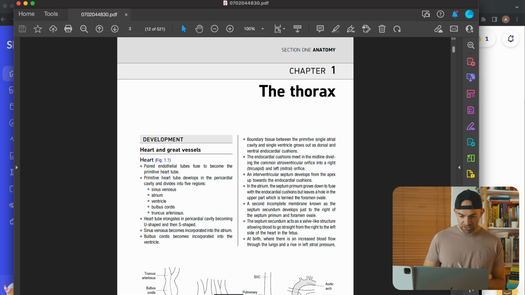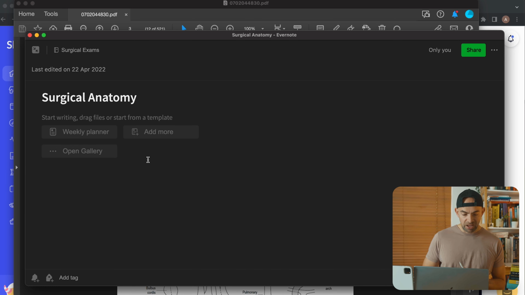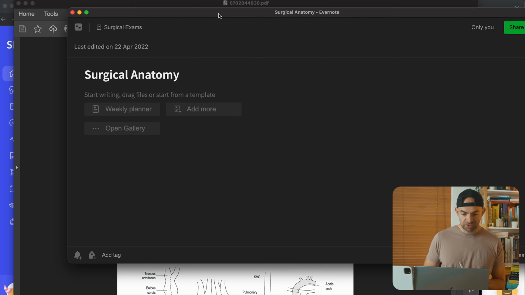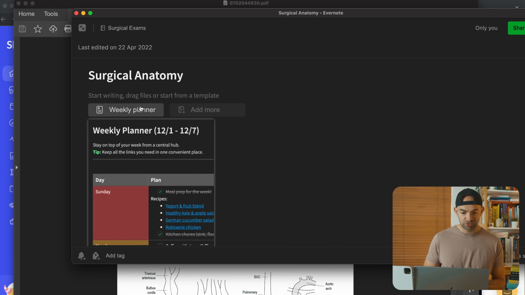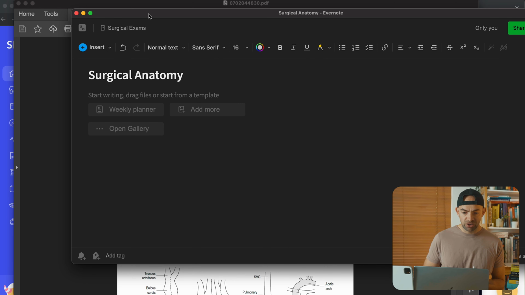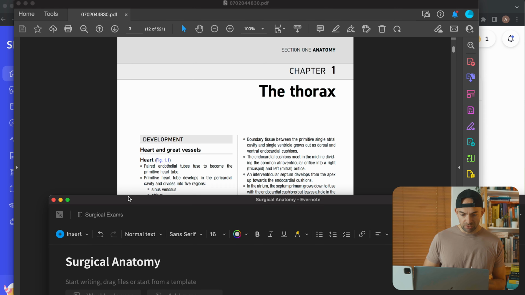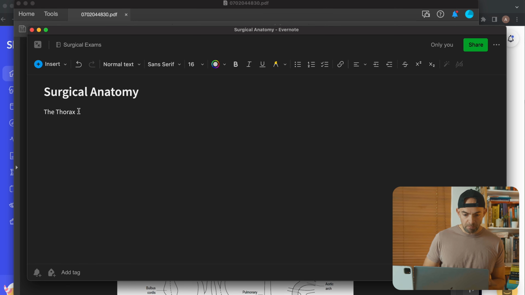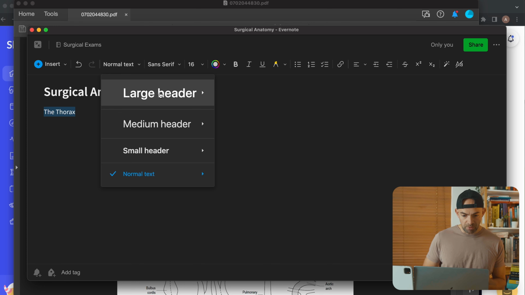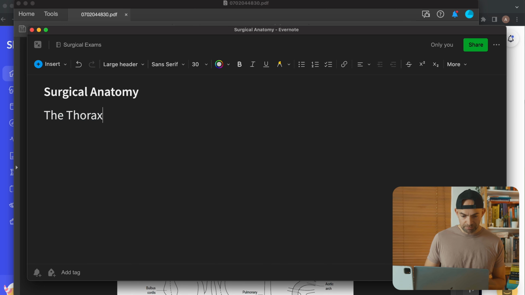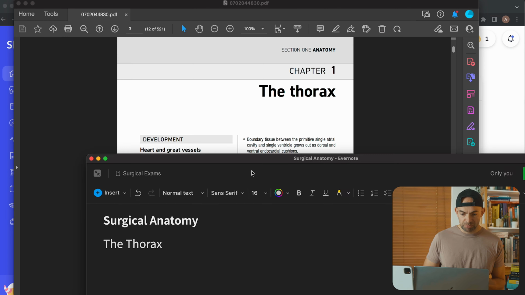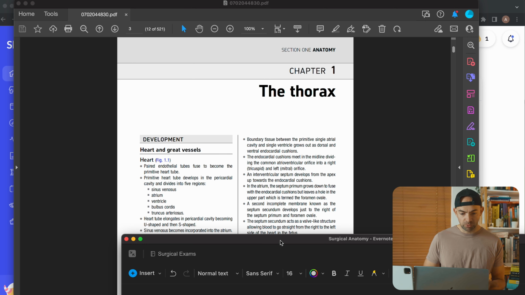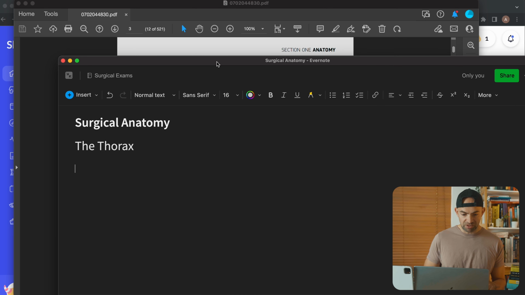So what I might do here is I'll just jump into my Evernote, and I've got a note and a notebook here for surgical exams and surgical anatomy. And I might just start looking at something like the thorax as one of my main headings here. I might just bang it up as the biggest heading there. And then I can start building out some things like the subheadings. Like, for example, we've got development, we've got heart and the great vessels.